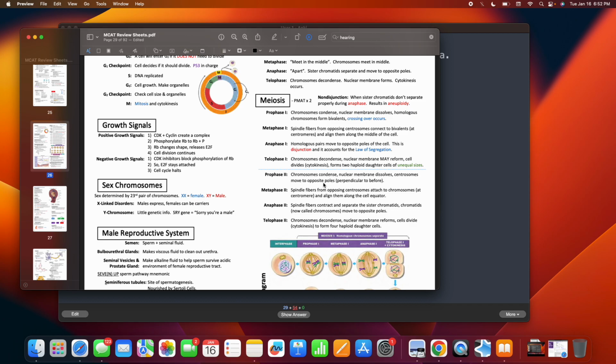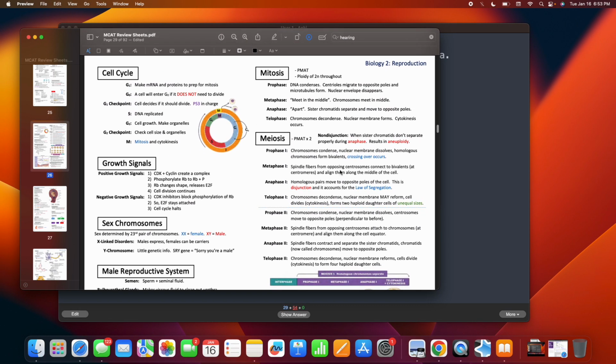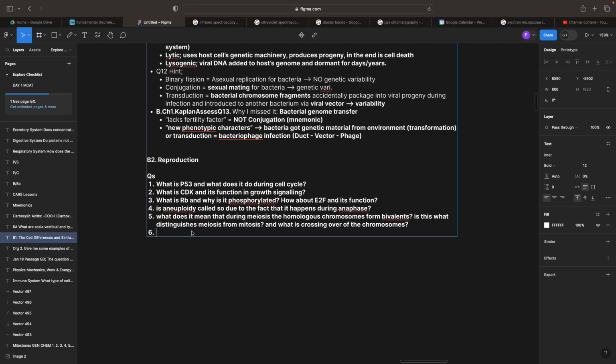And then we have, and why are these called centrosomes? Because we had here centrioles, right? Are centrioles different from centrosomes?